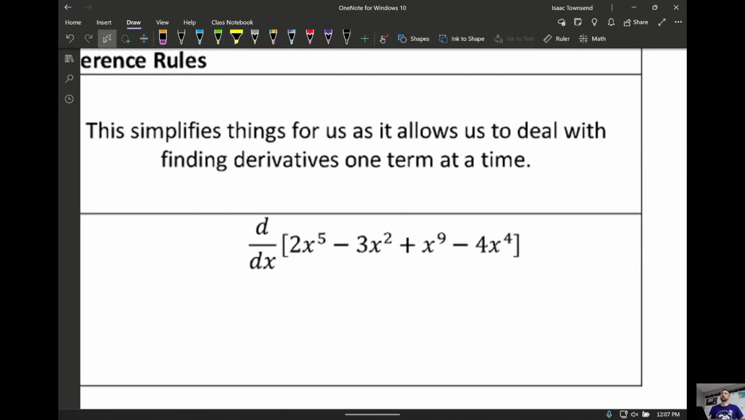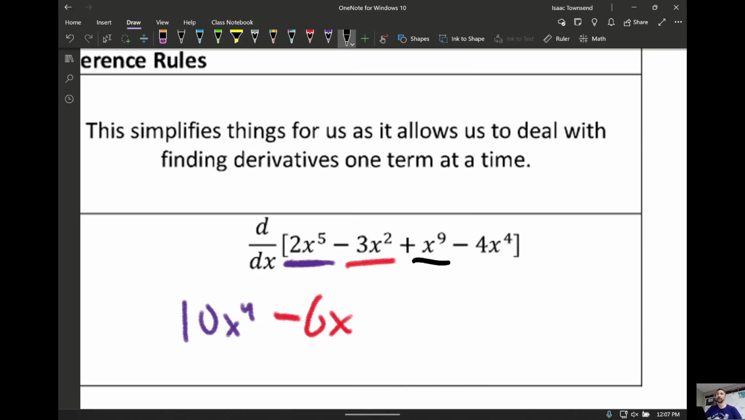Okay, and if there's a bunch of terms, you just do it a bunch of times. So first part, what is this derivative? 10x to the 4th. Okay, and then the second term, minus 6x, and then plus 9. Minus 16x to the 3rd. Just the plus 9. Yeah. You brought the power down, you need to lower the power by 1 too. Oh, oops. x to the 8th. And then last part would be minus 16x to the 3rd.